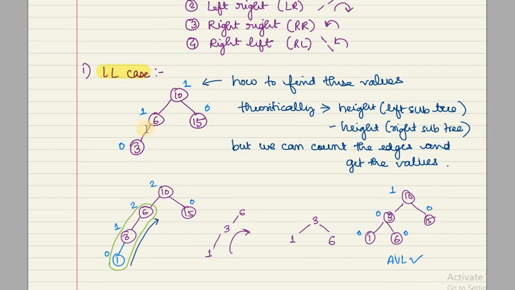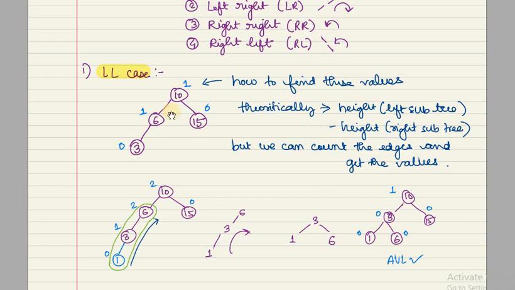We have 10, then 6, then 3, and then 10 and 15. It is a binary search tree. Yes, first of all, it is a tree. Yes, we don't have any cycles. It is a tree. It is a binary tree. Yes, because every node has maximum two children.